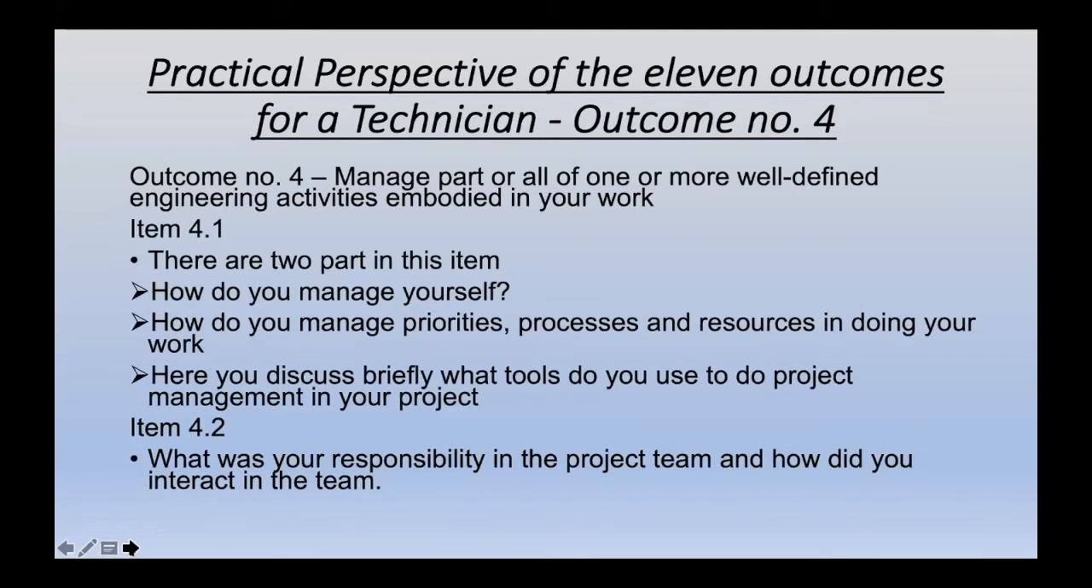Outcome 4: manage part or all of one or more well-defined engineering activities embodied in your work. Item 4.1 has two parts. How do you manage yourself? Next part, how do you manage priorities, processes, and resources in doing your work? Here you discuss briefly the tools you use to do project management in your project. Like if you're using a diary to manage yourself, managing priorities, your to-do list, processes, and the resources, use a Gantt chart or your bar chart.